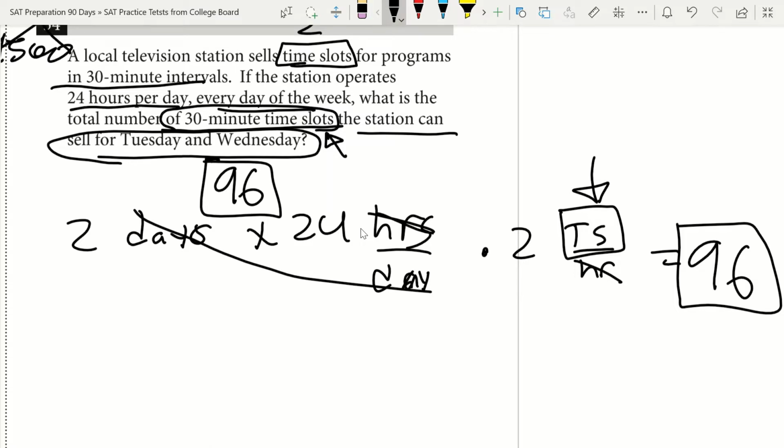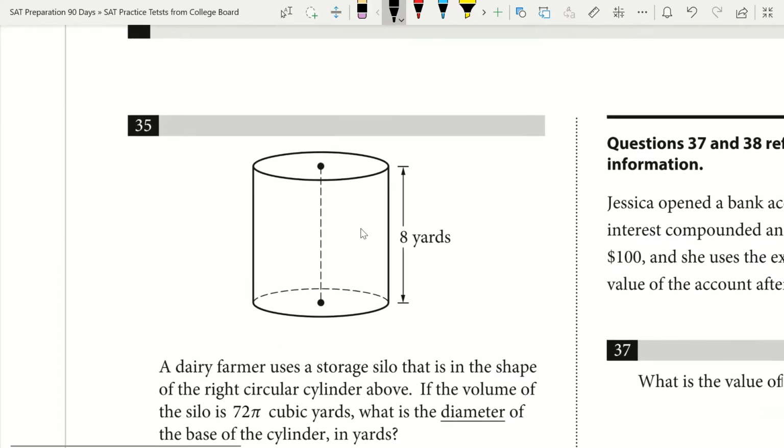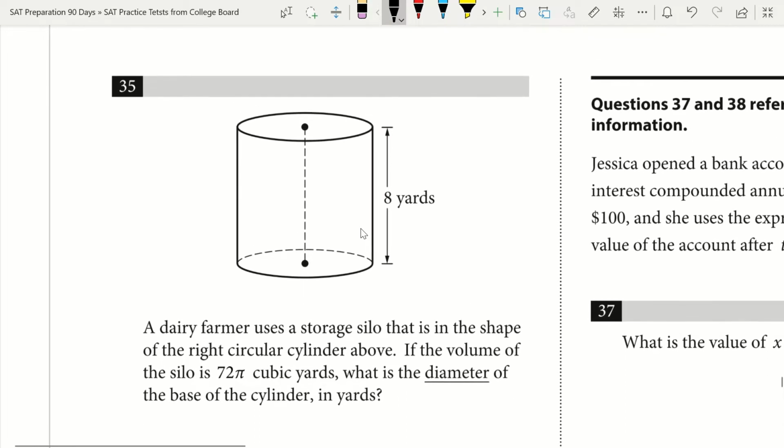All right, now we've got question 35. So let's go ahead and get down there. Question 35. Okay, I see I've got a cylinder. So a dairy farm is using a storage silo that's in the shape of a right circular cylinder above.